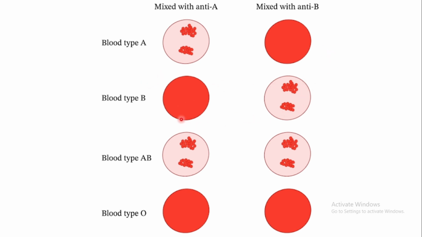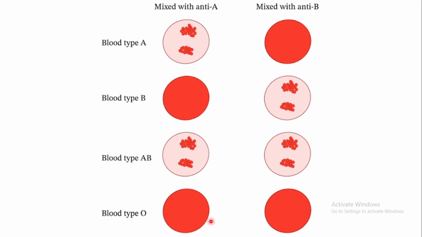Then these next 2 drops. The blood hasn't shown any coagulation with anti-sera A, which means A antigen is absent, and it has shown coagulation with anti-sera B, which means B antigen is present. A antigen is absent and B antigen is present, so the blood group in this case is B. Then we have another scenario where the blood shows coagulation with both anti-sera A and anti-sera B. In this case, A antigen is present as well as B antigen, so the blood group of the person is AB.